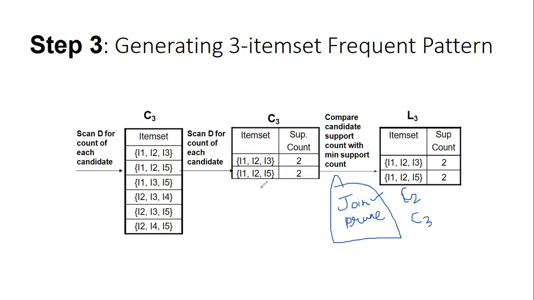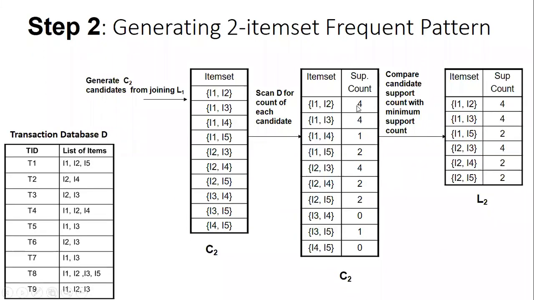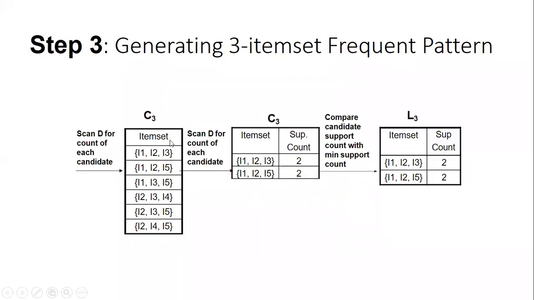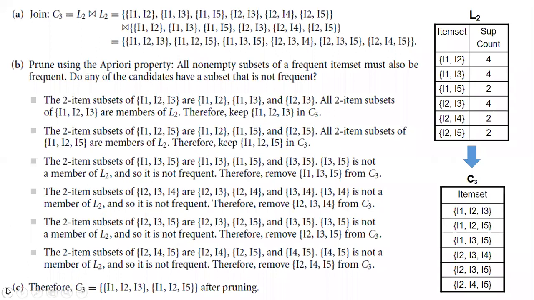Hope you have understood how we got the L3. We joined this L2 with L2, I1, I2 and I1, I3, so we got I1, I2, I3 like this. Then we'll see how frequent it is.